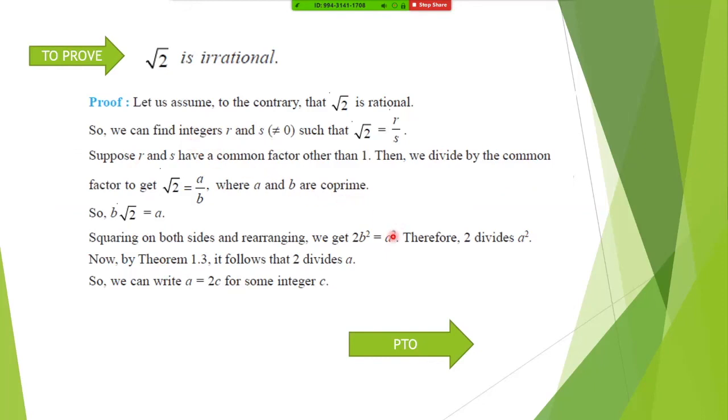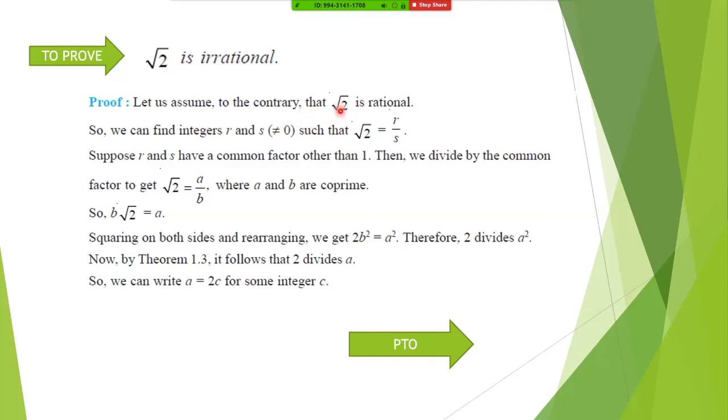Because these type of sums are there in your exercise also, which I have not taken care of this time. I have left it for you to do, or you can check it out from your textbook. Now let us assume to the contrary, we do the contradiction method.